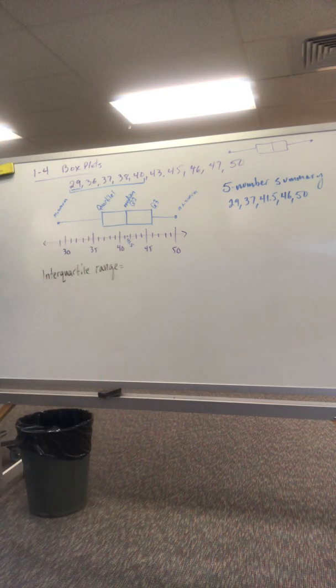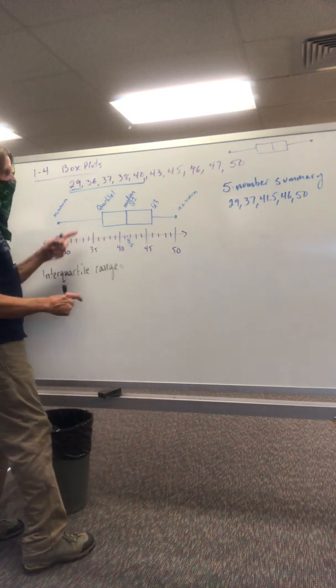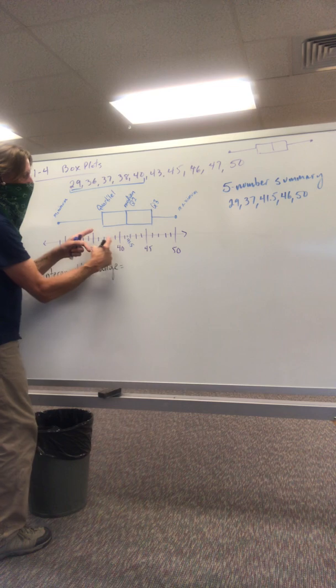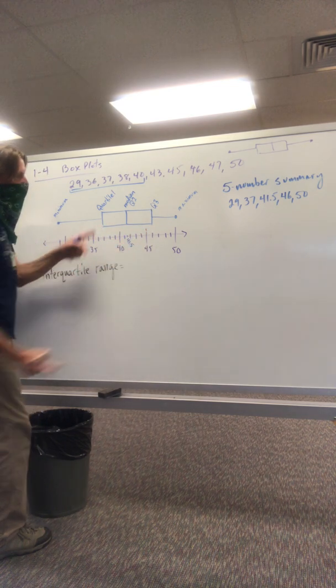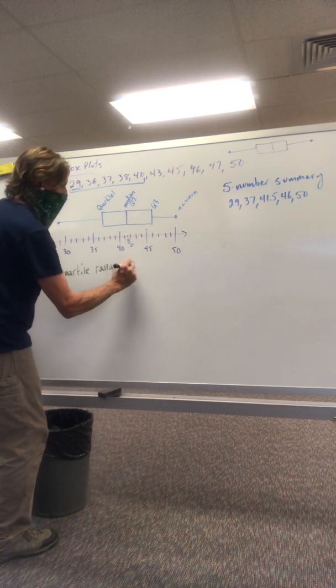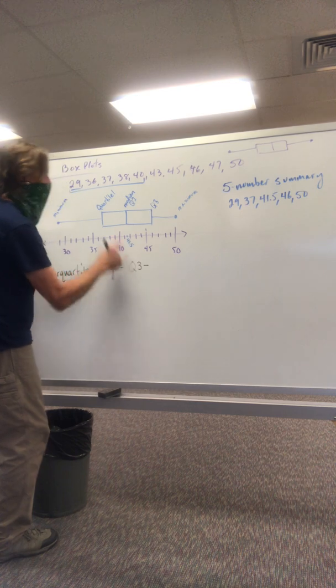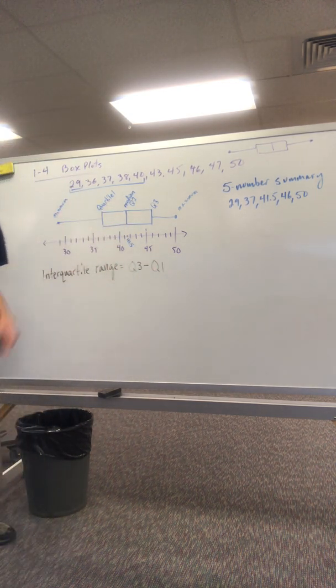Interquartile range means between the quartiles. So it's going to involve more than one quartile. That would be this distance, the distance from here to here, the number of units: 1, 2, 3, 4, 5, 6, 7, 8, 9 units. And we find that by taking this Q3 value, subtract Q1. So it's just the difference between those two numbers.